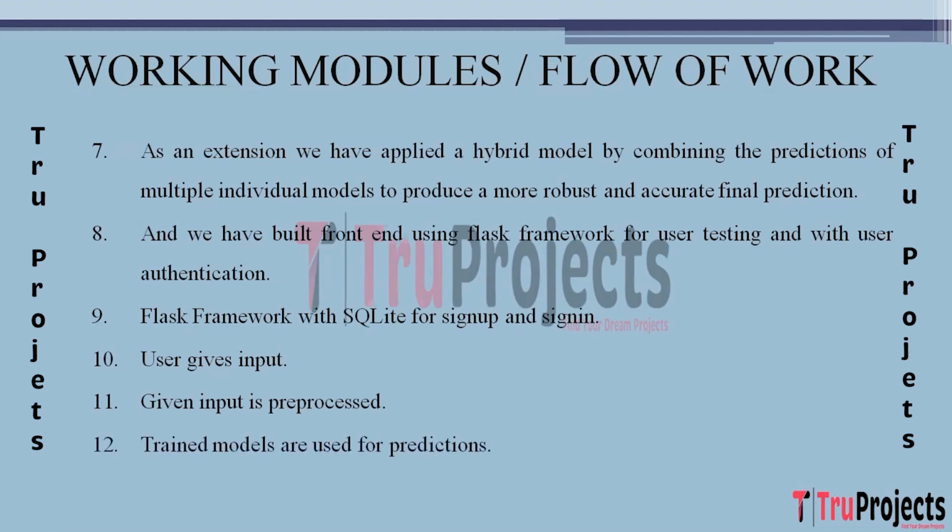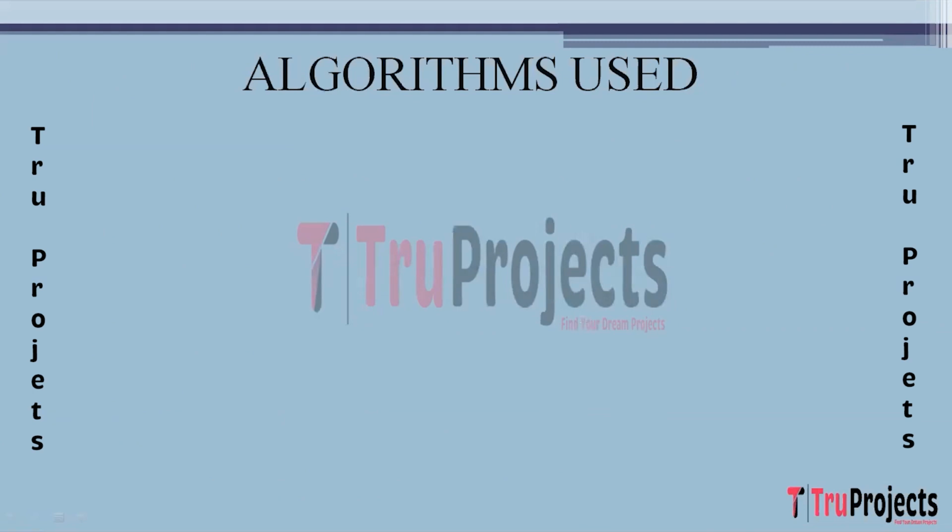And the pre-processed user input is fed into the trained models for prediction. The best performing model is selected to make predictions based on the input data. And the predicted outcome is displayed through the front-end interface, allowing the user to view the results of the model's predictions or analysis. Now we'll understand about the algorithms used.